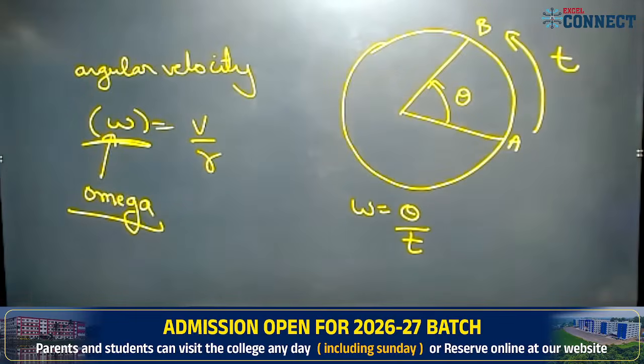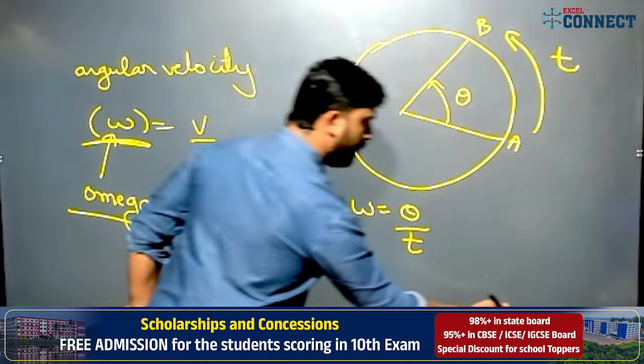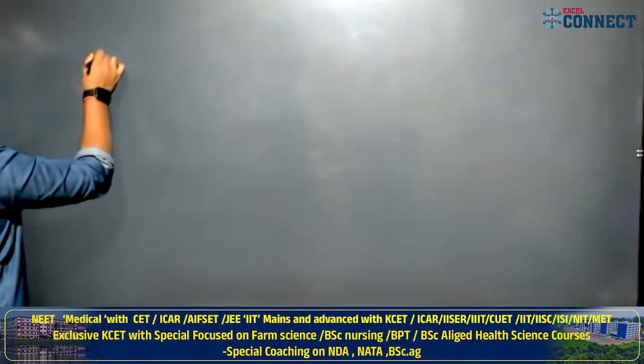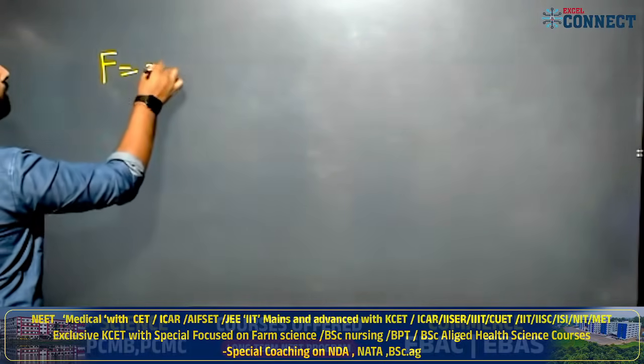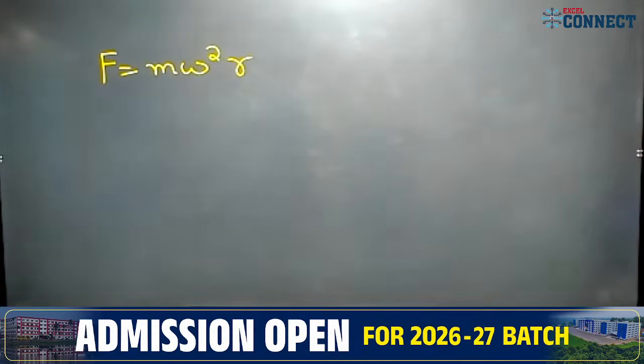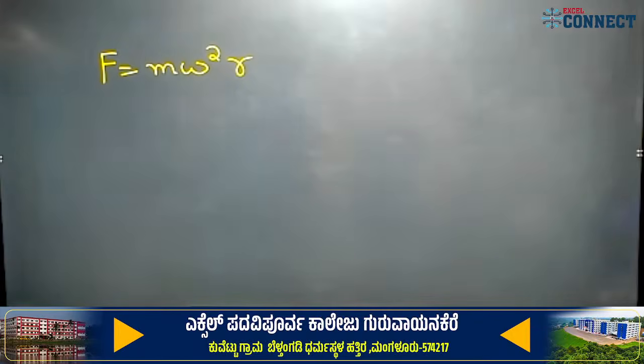Okay. So this you know. So you have to check whether this equation is correct. F is equal to m omega square r. Check whether the given formula is correct.